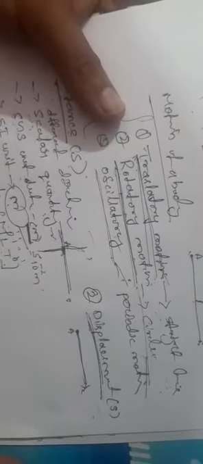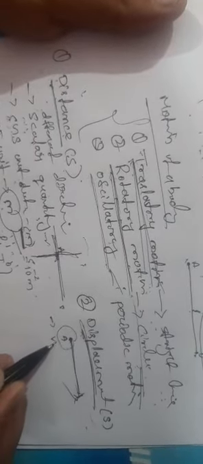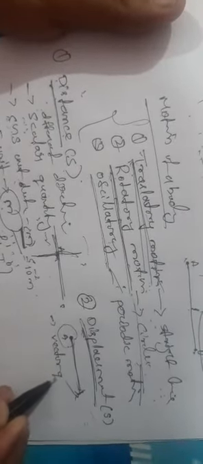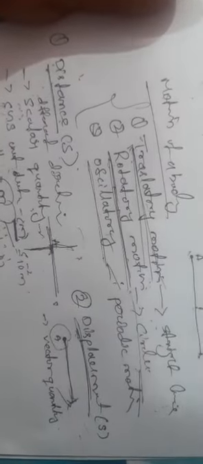That means displacement is the change in the position of a particle in a particular direction. When the position of a particle changes in a particular direction, that is called displacement. It is a vector quantity. Displacement is a vector quantity.